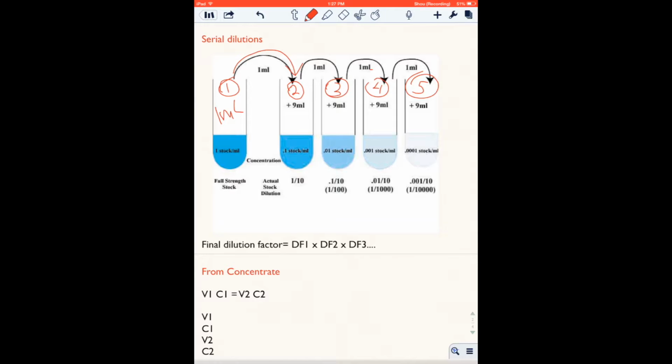At that point, you would discard that tip, get a new pipette tip, and you would pipette another 1 mL from tube 2 into tube 3 and mix it the same way you did in tube 2. So you flush the pipette tip in and out and stir it around simultaneously. You discard that tip, get a new tip, and continue this approach all the way down to tube 5. So that's the practical way to perform serial dilution.